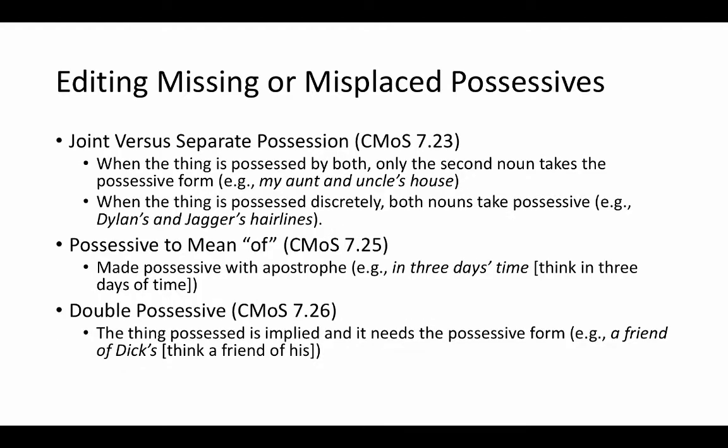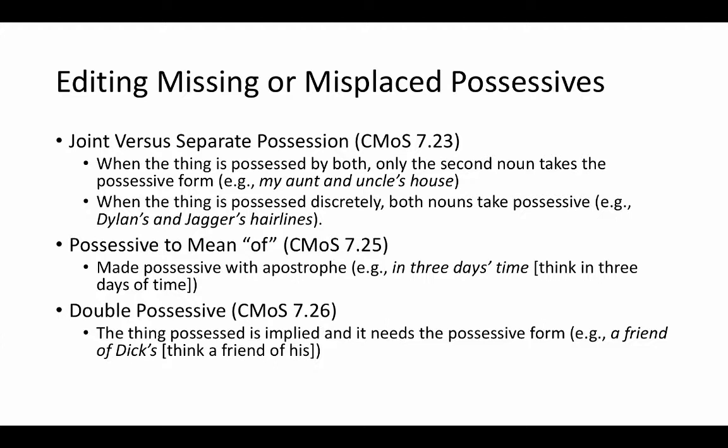When things are owned jointly or separately, we have to take into consideration what to make possessive. So when the thing is possessed by both people or actors, only the second noun takes the possessive form. For example, my aunt and uncle's house, they both own the house in this case, therefore only uncle's takes the possessive form. However, when the things are owned separately or discretely, both nouns take possessive form. For example, Dylan's and Jagger's hairlines. Obviously, two separate heads, two separate hairlines.